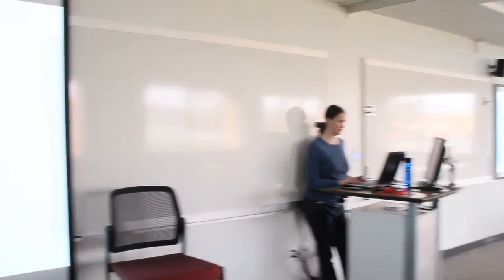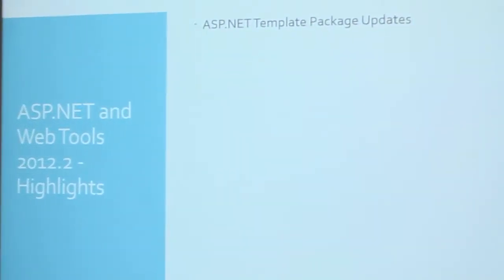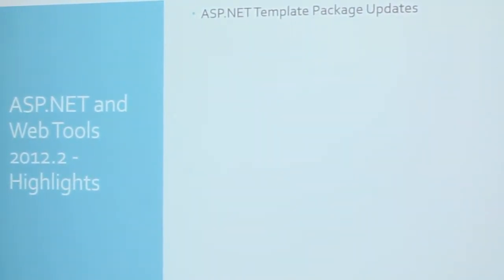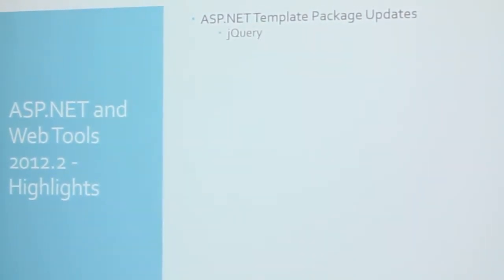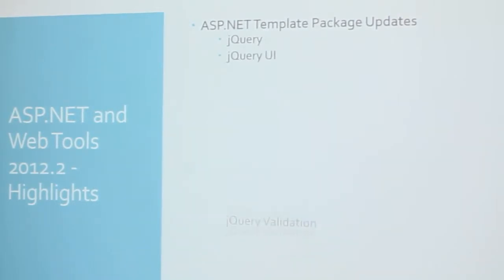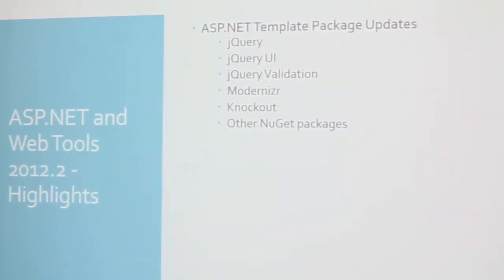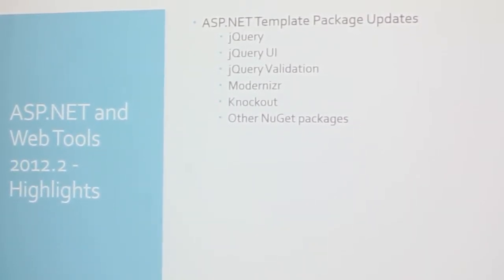Some other highlights also include template package updates. A lot of the ASP.NET templates refer to third-party libraries that, as time goes on, we know get updated. So the following libraries got updated: jQuery, jQuery UI, jQuery Validation, Modernizr, Knockout, and a few other NuGet packages. If you found yourself using templates that had references to outside packages, be aware that they've been updated to use newer versions of what they used to use.